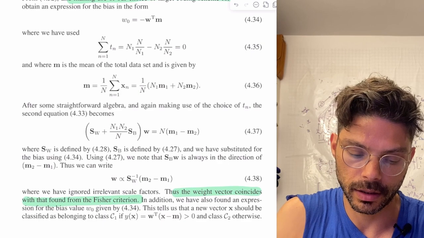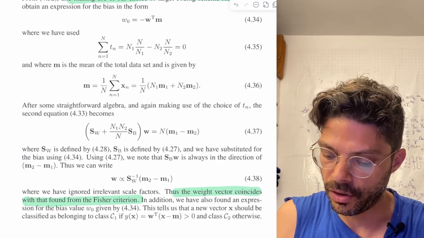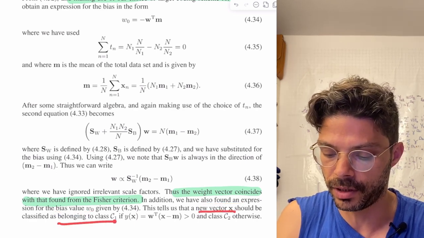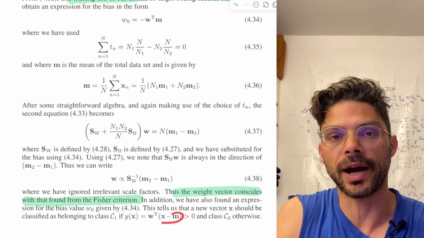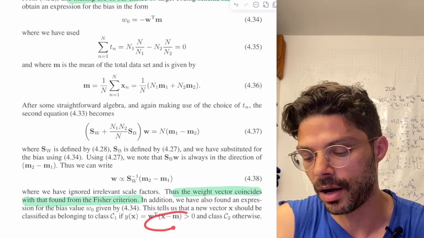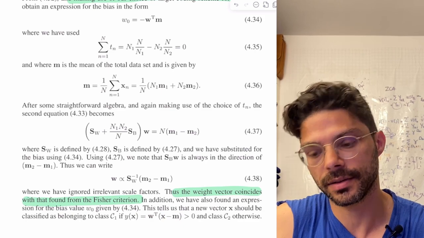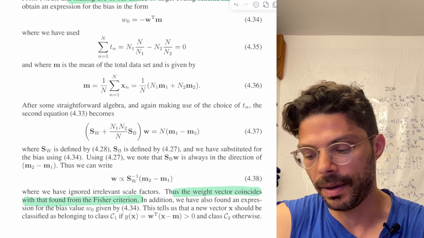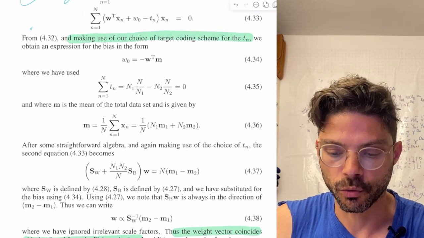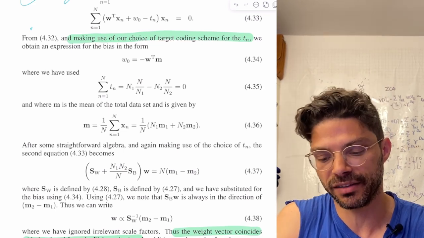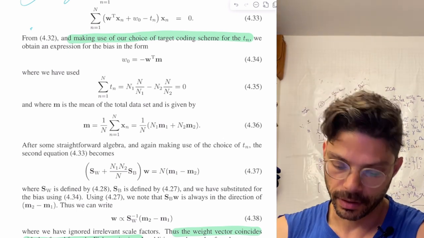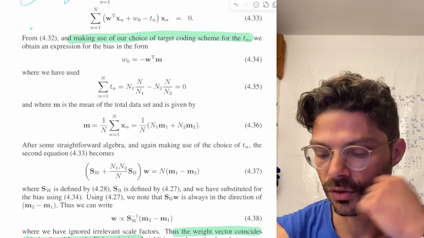In addition, we get this intuitive result: we have also found an expression for the bias value. This tells us that a new vector should be classified as belonging to class C1 if you subtract out the mean, so if you center your data and the projection of the centered data is positive; otherwise it's in the other class. Basically that's the end of the section, and the trick was to relabel our data and essentially balance the data sets so that the least squares solution matched the Fisher solution.